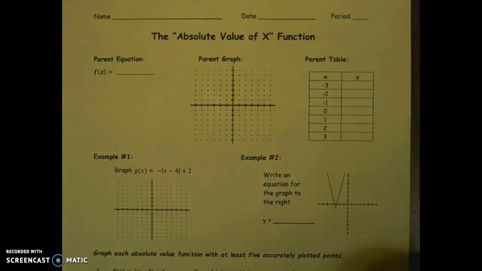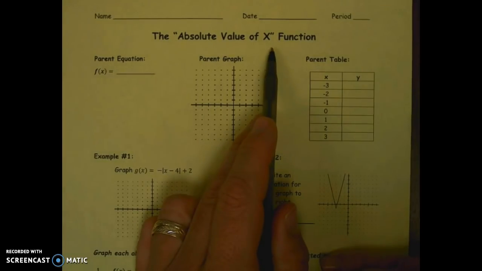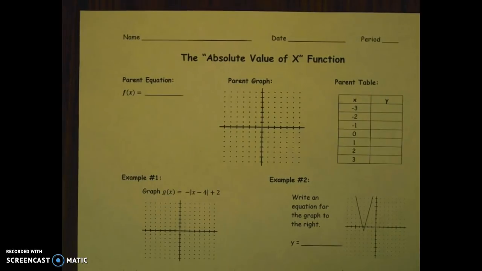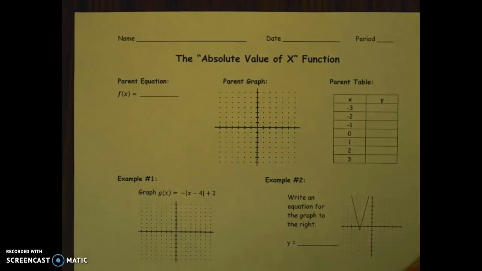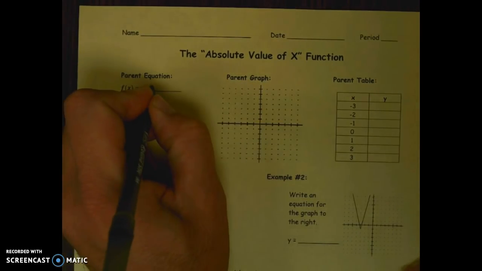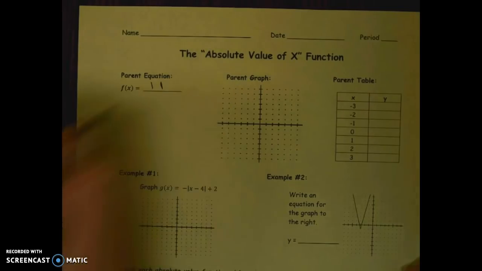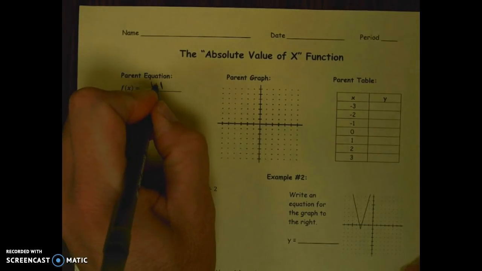Okay, so our next unit is all about the absolute value of x. So let's go ahead and start off here by looking at the equation for the absolute value of x. So f of x is equal to, first thing we write is our absolute value symbol, which was 2 bars. That means absolute value. And then we put the x inside.